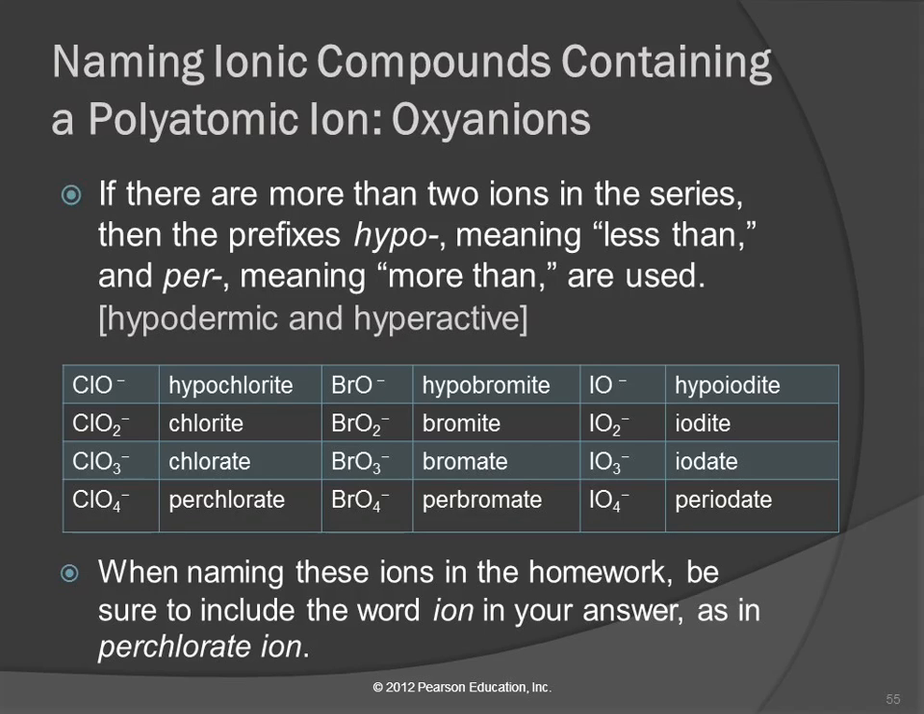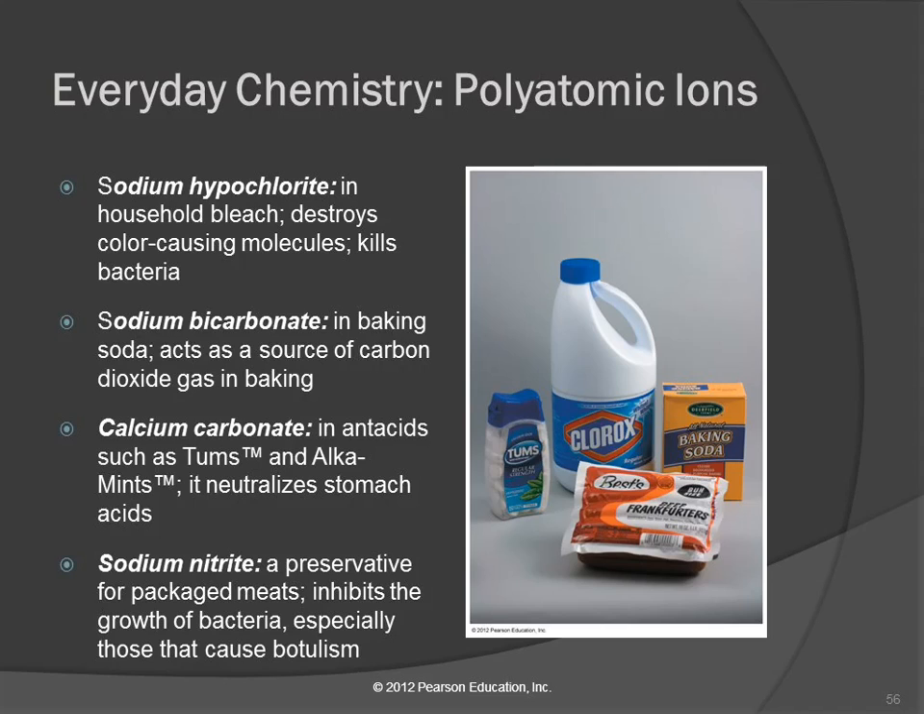Now, when you're doing the homework, the Mastering Chemistry program wants you to include the word ion in your answer. So if they give you ClO2 minus and ask what the name of that is, they want you to say chlorite ion. And if we have Fe3 plus, it is iron 3 ion. Sometimes we just leave that off, but the program cares about it.